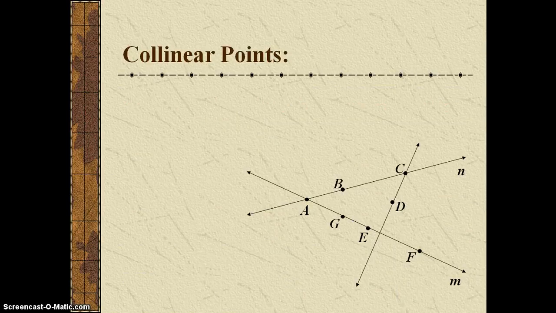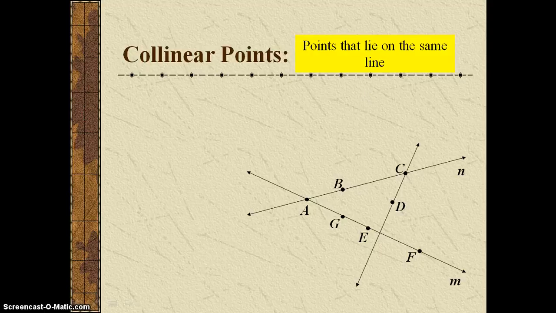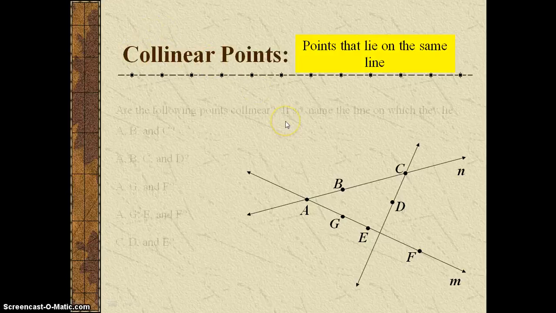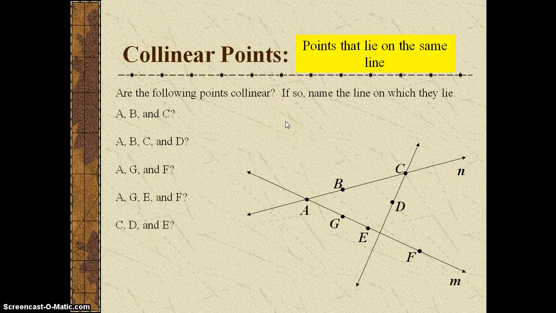Next, we're going to talk about collinear points. Collinear points are points that lie on the same line. That's why it says collinear. So we're going to see if the following points are collinear, and if so, we're going to name the line on which they lie. So first we have points A, B, and C. A, B, C. Yes, these are collinear, and they are on line N.